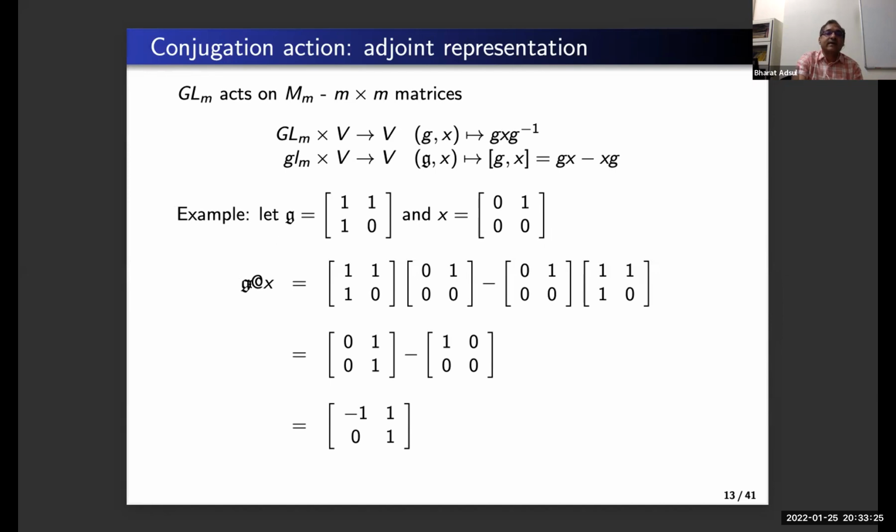then when I do the Lie algebra action, I have to compute the commutator of these two matrices. So that's what I've done here. I just computed it, and then you see that this is what you get. So the Lie algebra actions are much easier for the purpose of calculations.